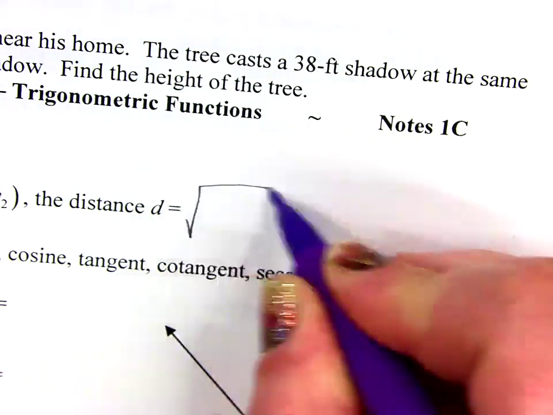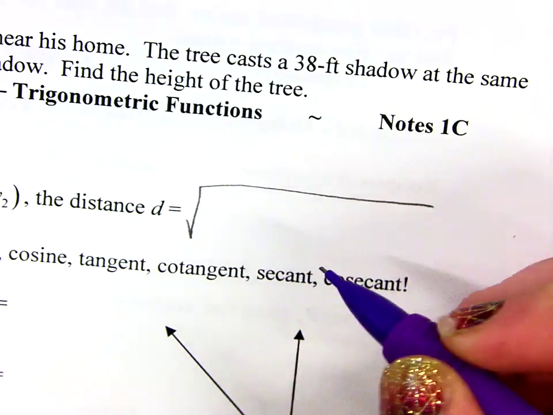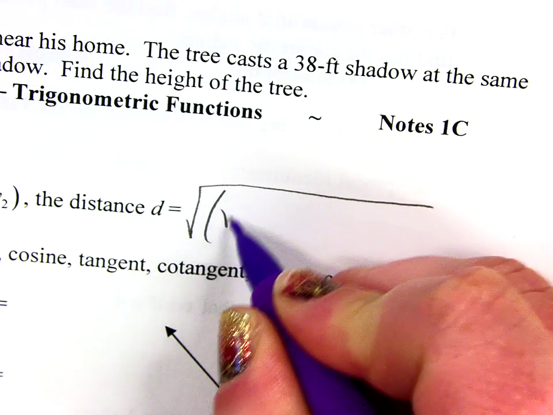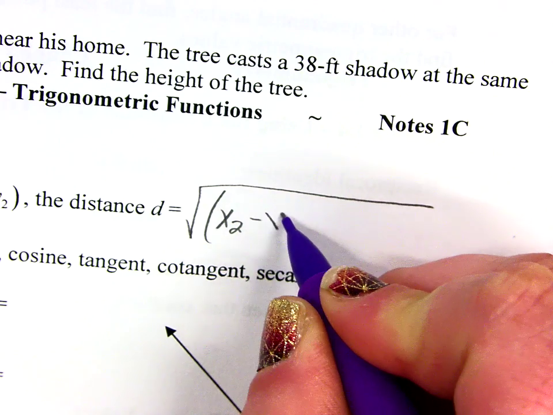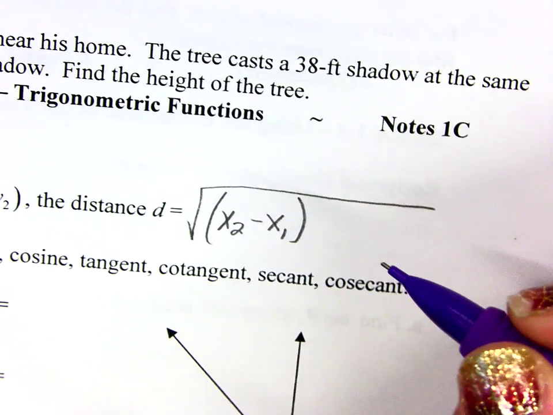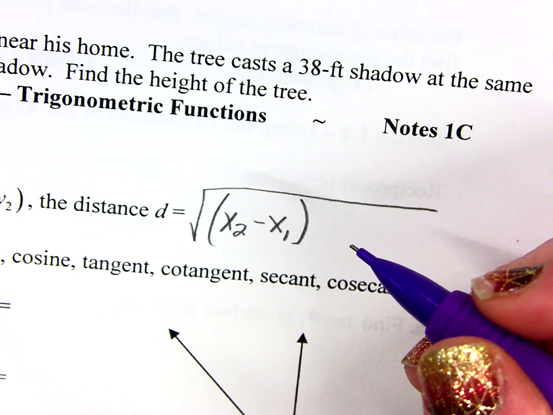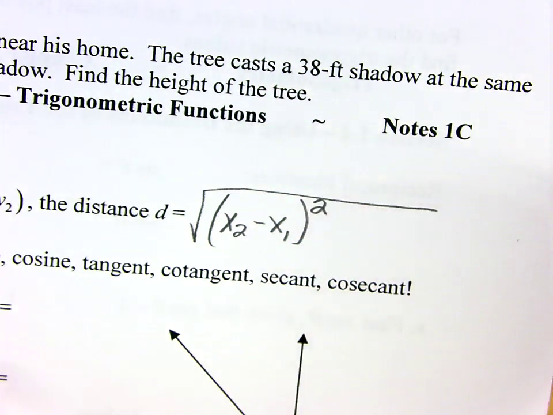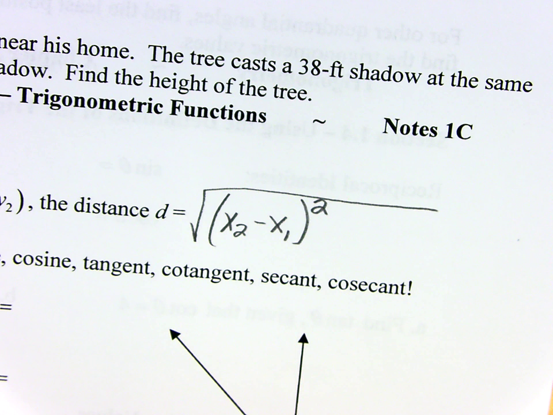You have a big old square root, and then underneath that square root, in the first set of parentheses, you're going to subtract the x's from each other. So usually we do x2 minus x1, but if you forget and switch them, it actually doesn't matter, because you're going to subtract them and then you square that answer. So since I'm squaring it, it doesn't matter if I do 5 minus 3 or 3 minus 5, because once I square that number, I get the same thing anyway, okay?